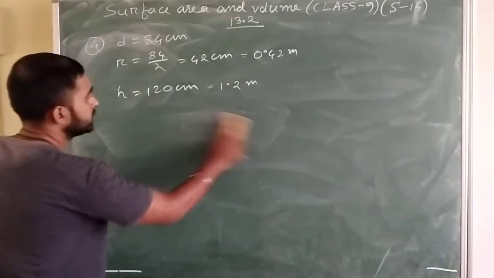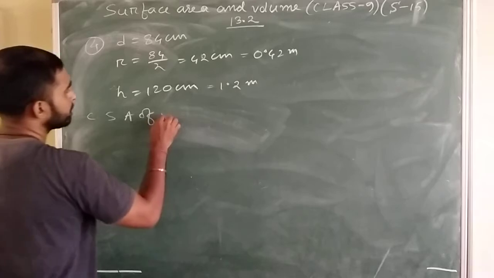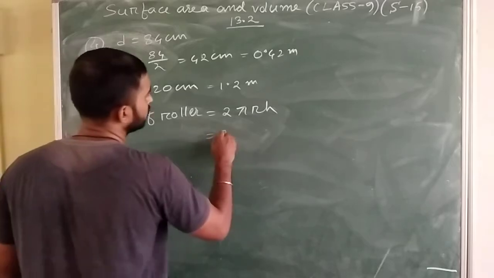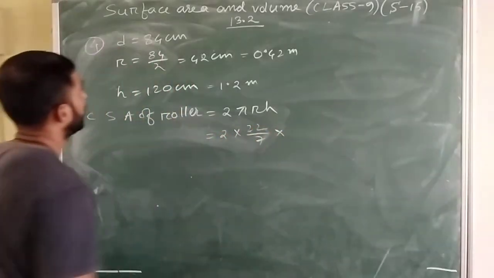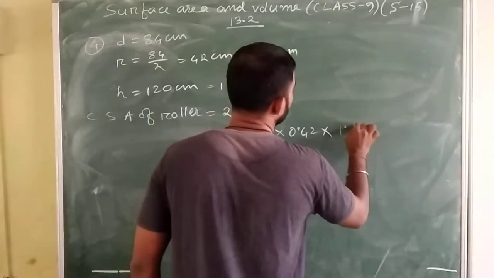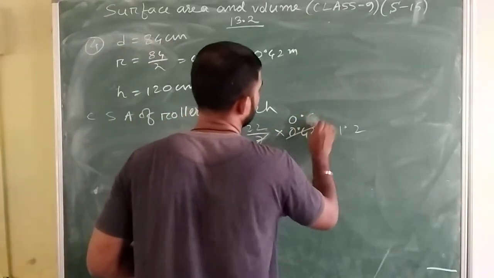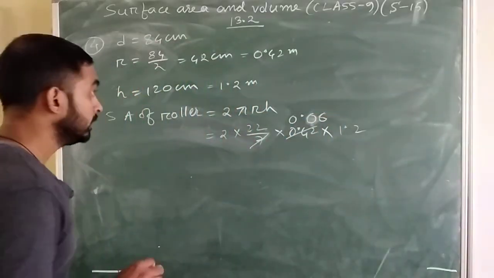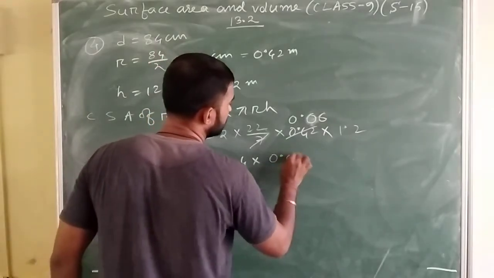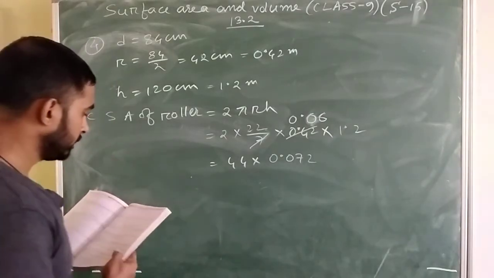So now, what is the CSA, the curved surface area of the roller? Equal to 2 pi RH. 2 into 22 divided by 7 into R. What is R? 0.42 into H. What is H? 0.6. Sorry, 0.06. So 44 into 72, 0.072. Yes, 0.072. Now what is the answer after multiplying them?